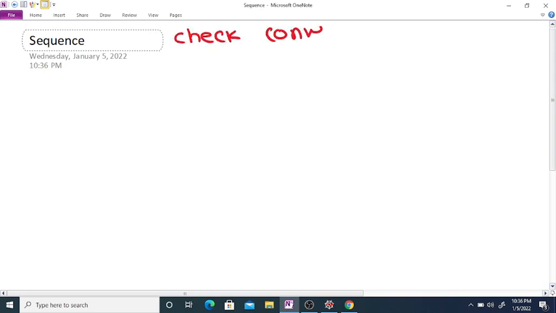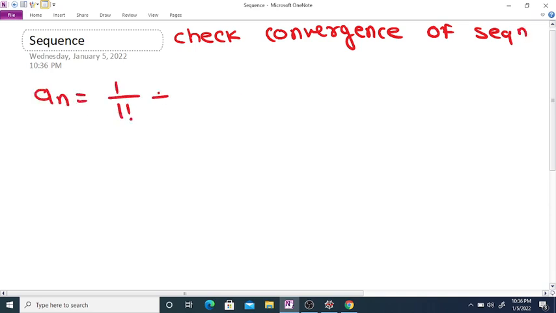Check the convergence of the sequence an is equal to 1 divided by 1 factorial plus 1 divided by 2 factorial plus 1 divided by 3 factorial plus ... plus 1 divided by n factorial.